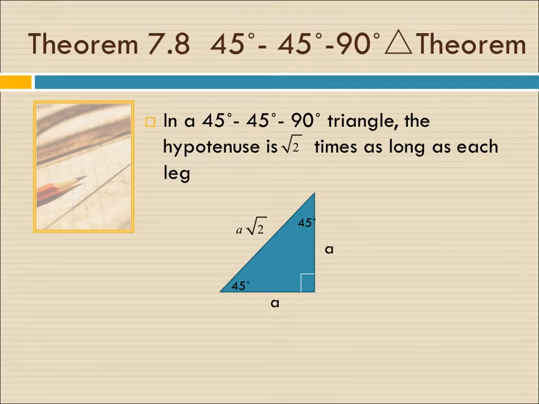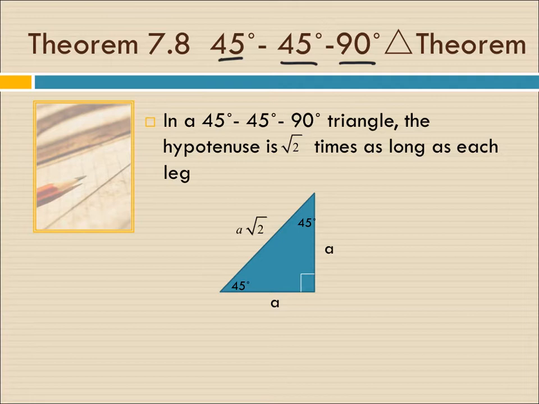The first special right triangle, we're only going to talk about two. There are only two that we cover in geometry, and the first one is called a 45, 45, 90 right triangle, called that because its angles are 45, 45, and 90. In a 45, 45, 90 triangle, the hypotenuse is the square root of 2 times as long as each leg. Now don't worry, I'm going to break that down into English here.